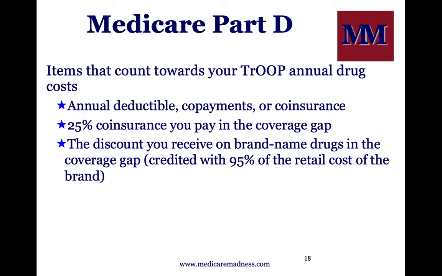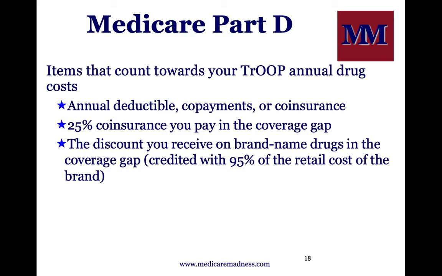There is also another mechanism built in to help people that have high-cost prescriptions. And what this is, it's where you receive the discount you receive on the brand name drug when you're in the donut hole. There's a 70% discount applied to the 25% coinsurance that you pay. So essentially you are being credited with 95% of the retail cost of the brand.